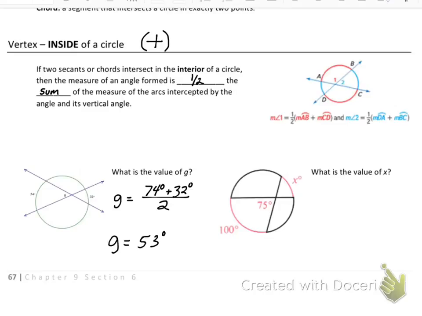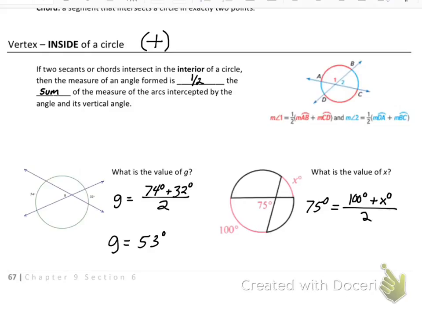So if I don't know one of the arcs, I'm still going to put in this formula. That angle equals arc plus arc divided by 2. The only difference is I know the angle. That's 75 degrees. That's going to equal my first arc. I'm going to call that 100. I have no idea what the second arc is, so I'll call that x. And that's over 2. So I did the same thing. Arc plus arc divided by 2 gives me my angle that I'm looking for.